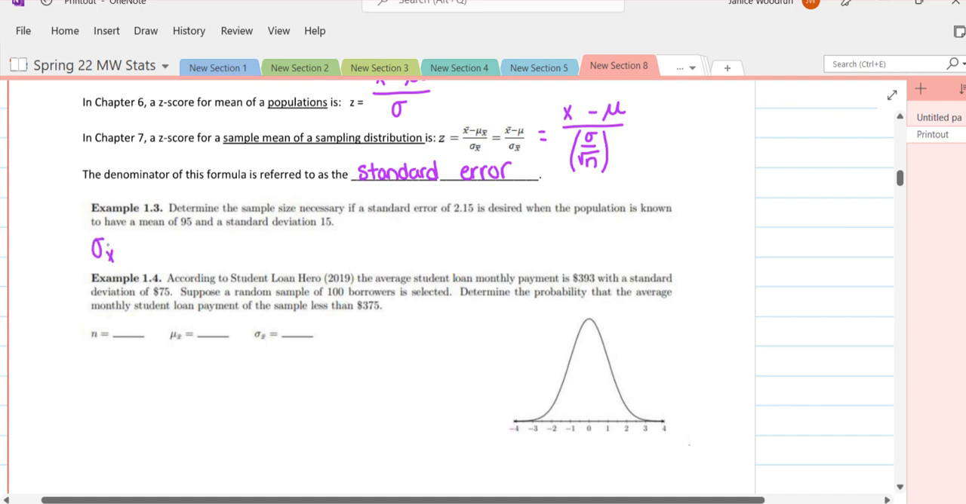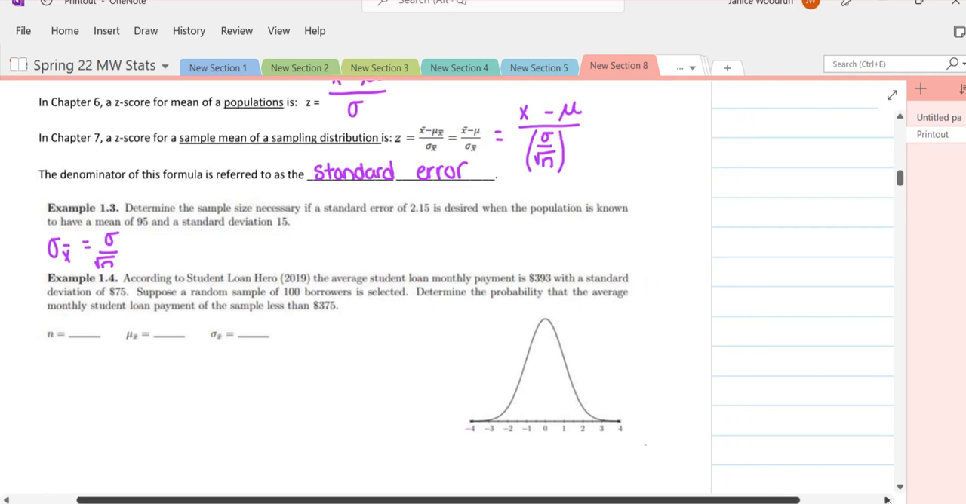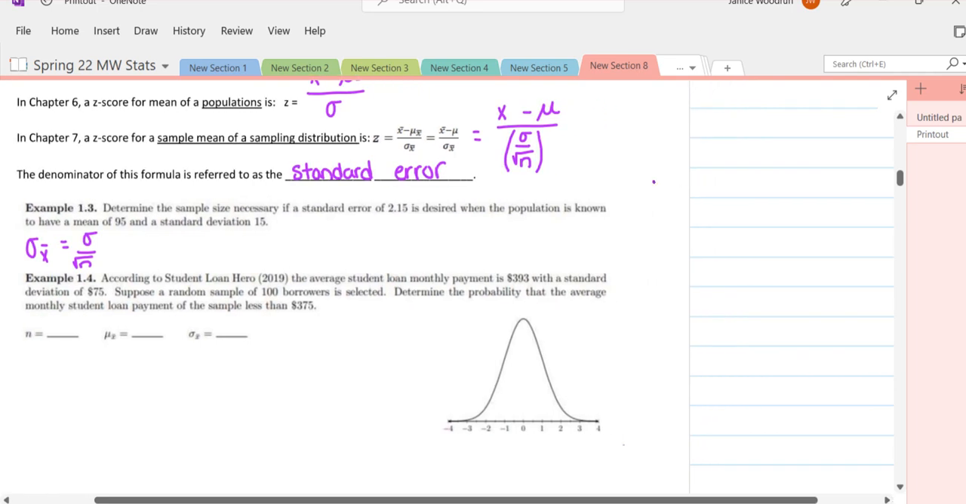Standard deviation of x bar is the standard deviation of the population over the square root of the sample size. This standard deviation of x bar, that's your standard error. So we want the standard error to be 2.15, so we're going to plug that in. I'm going to do this over here a little bit so I have room to do my algebra. So you have standard deviation of 15 over the square root of n. I didn't really need the mean in this case. I just want to solve for that n.